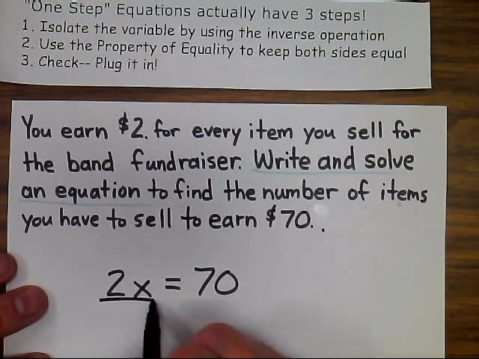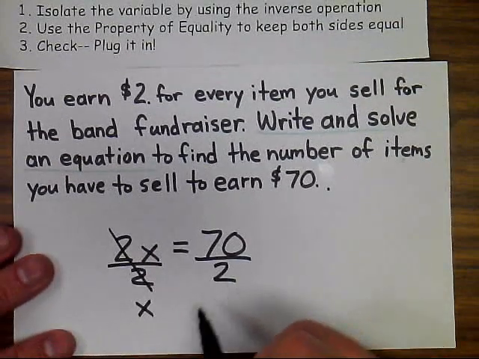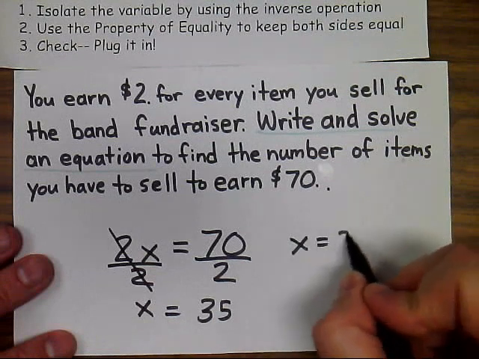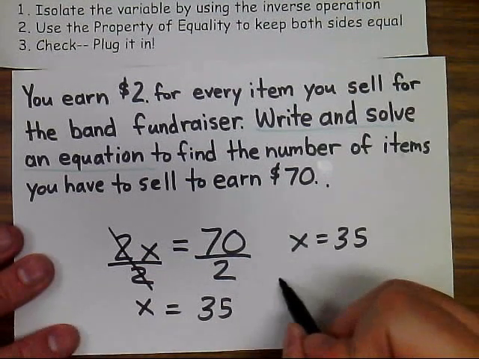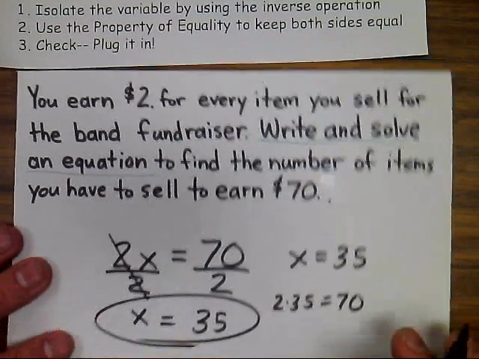That's an equation. I can divide this by 2 to leave me with just x, divide this by 2 to give me an answer of 35, and there's my solution. X equals 35. I know that it's true because 2 times 35 does equal 70. So great job on that.